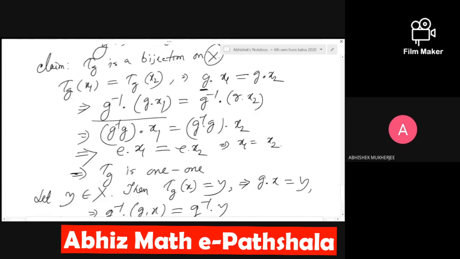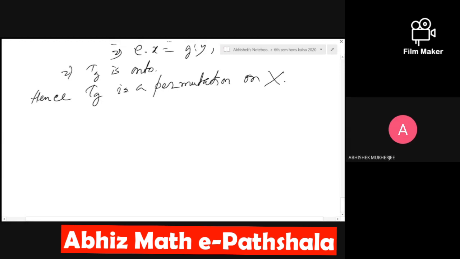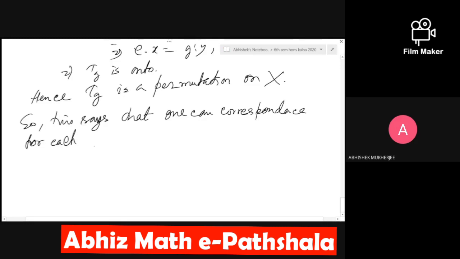So thus this will set up a correspondence between the group G into the set of all permutations on X. That is, one can have a correspondence: for each g belongs to G, a permutation on X, the permutation on X which is tau G.